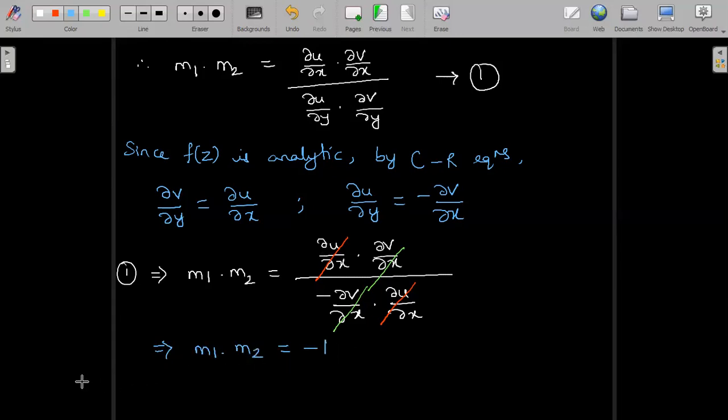Hence, the two curves intersect orthogonally. Therefore, the given two curves intersect orthogonally. Hence the proof for us.